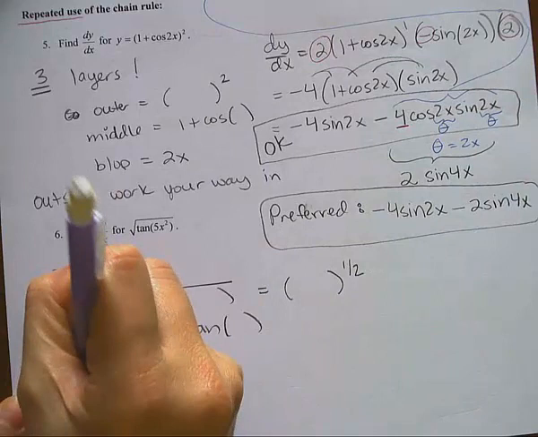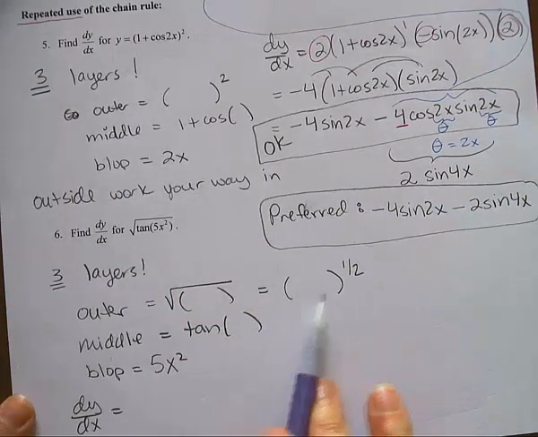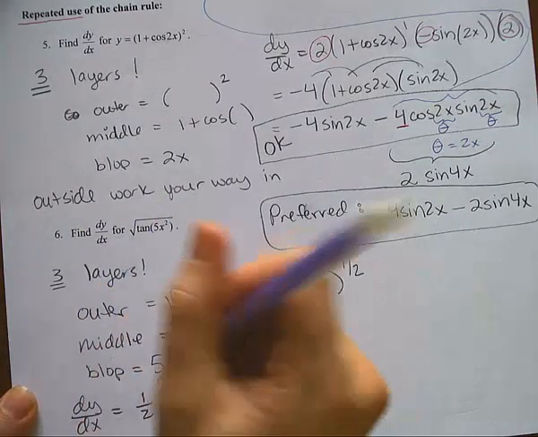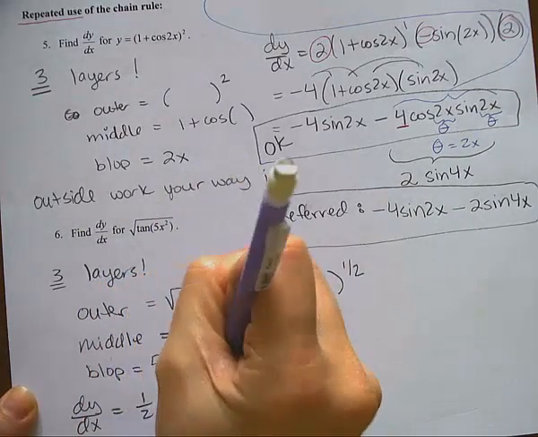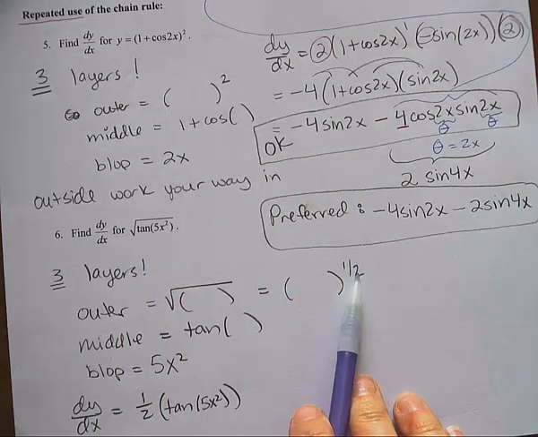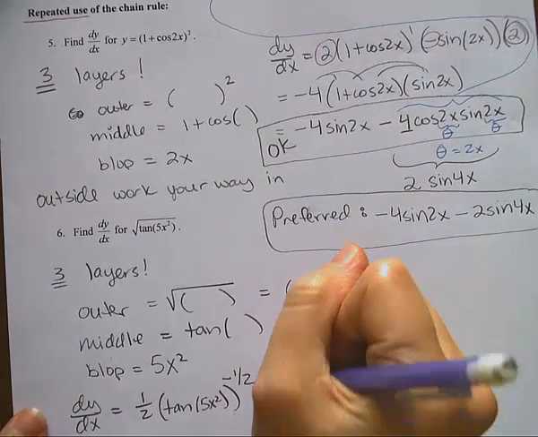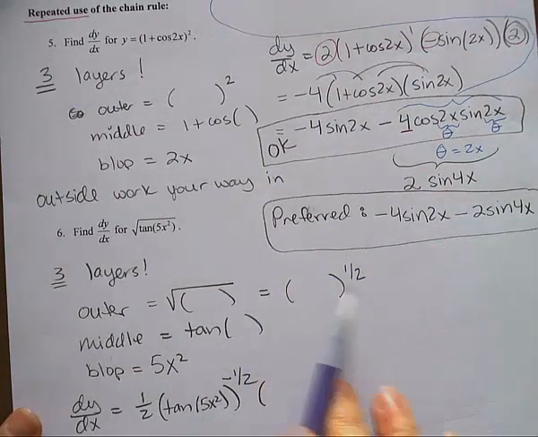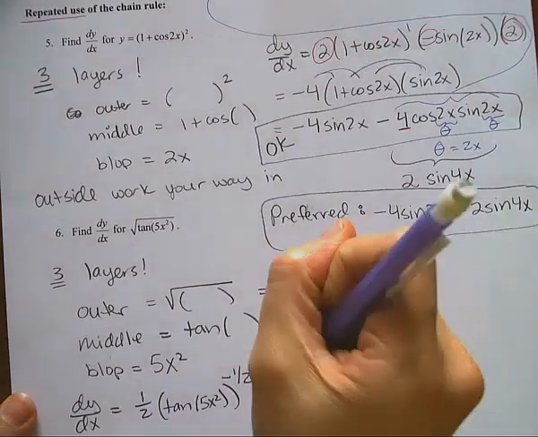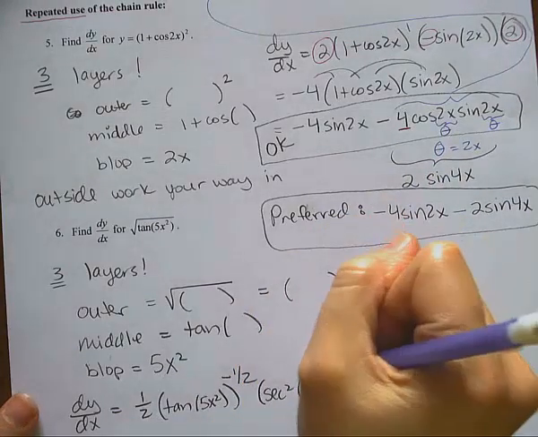So the derivative of y with respect to x, we start with the power rule. So you do 1/2 times the stuff on the inside, tangent of 5x squared, and then we subtract 1 from the power. So 1/2 minus 1 is negative 1/2. Alright, so that was the outer layer. Then we go to the inside layer. We have to take the derivative of tangent, which is secant squared, of the BLOP, which was 5x squared.